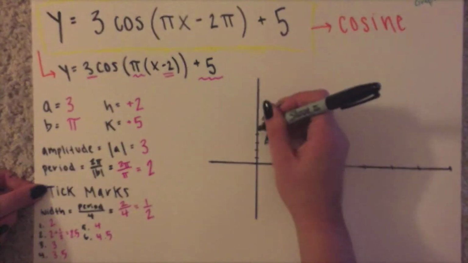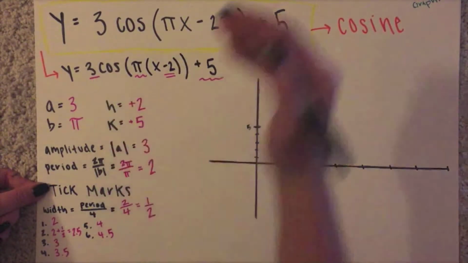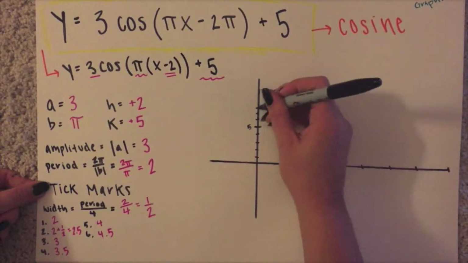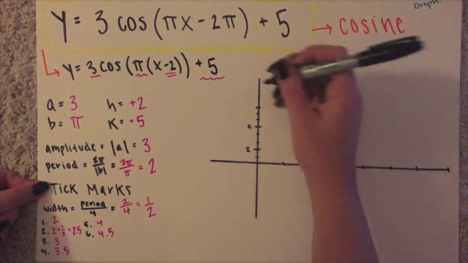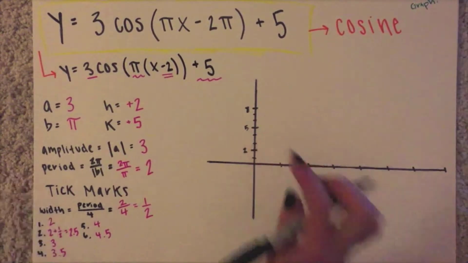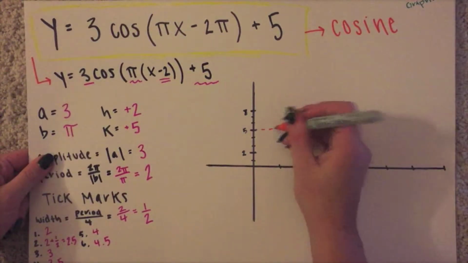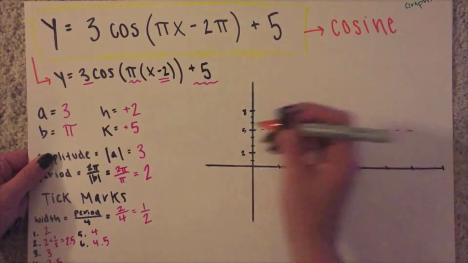So now we're going to label the axes. Since our k value is a positive 5, we're going to go up 5 units and mark that to determine our new x-axis. And we are also going to keep in mind the amplitude, which is 3. So we're going to go 3 units above and below our new x-axis, which is 5, to determine the minimum and maximum of our cosine function.